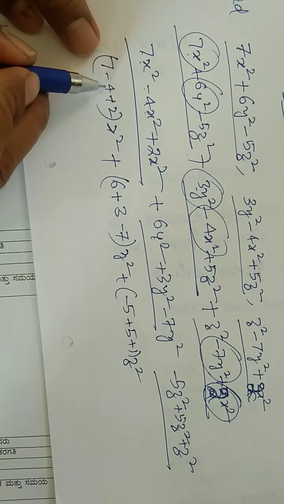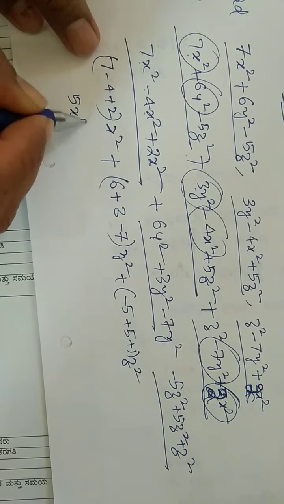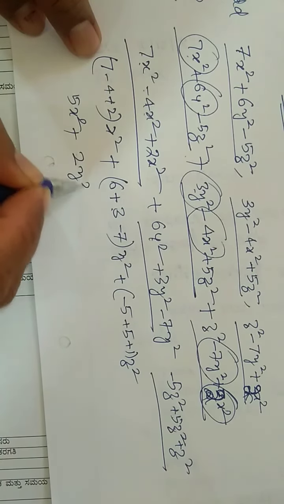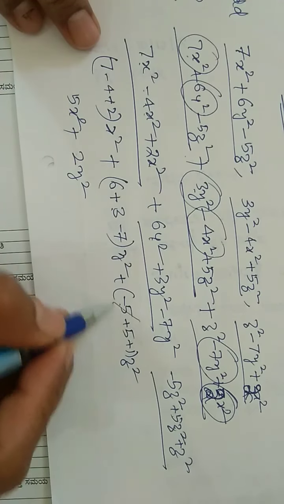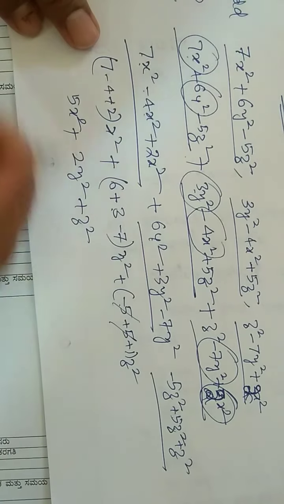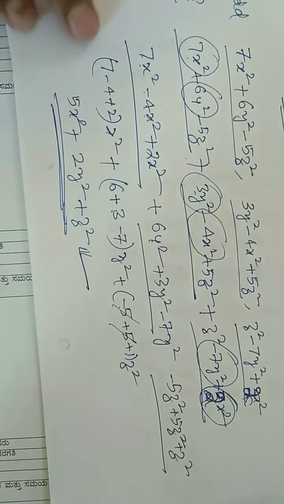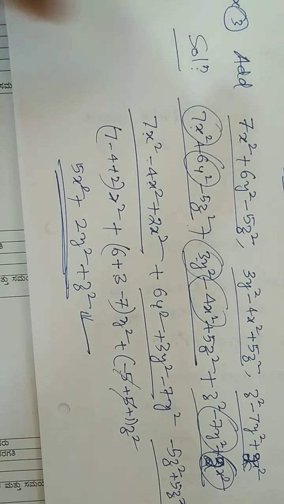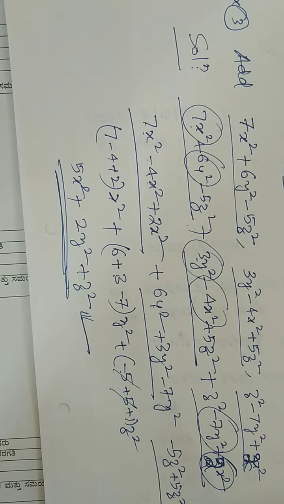Okay, so 7 minus 4, that is 3, 3 plus 2, that is 5, 5x square. 6 plus 3, that is 9, 9 minus 7, that is 2, plus 2y square. Minus 5 plus 5 will get cancelled, and 1 z square, plus z square. So this is the final answer, dear students. This is how we have to add the like terms: we have to extract the like terms, select them, and add them. This is how we are adding the expression. I hope in these three examples you could understand how to add and subtract the expression.